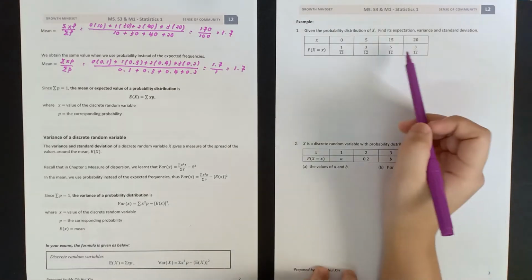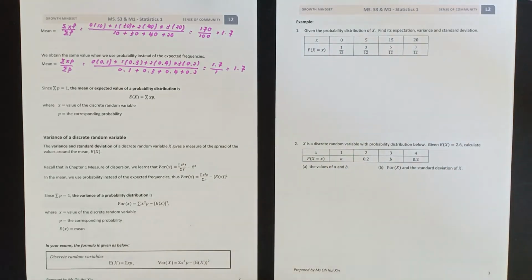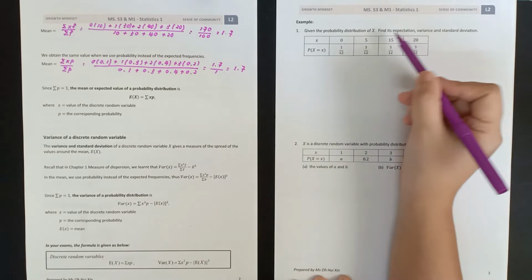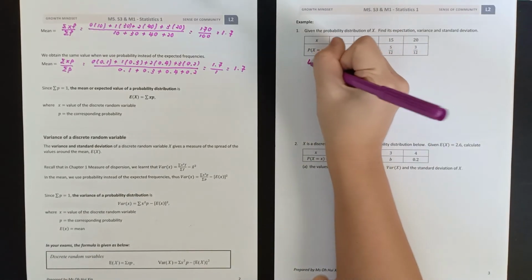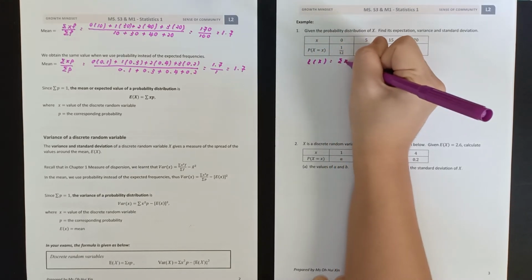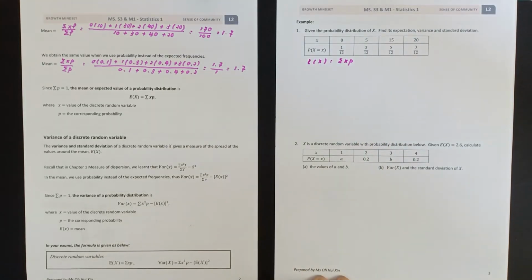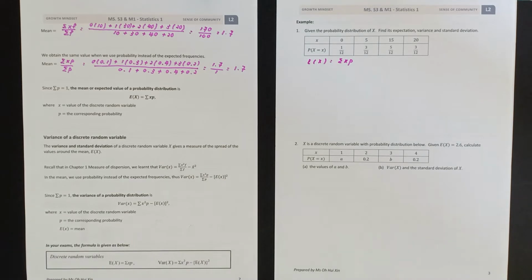Given the probability distribution of X as in the table here, find the expectation, the variance, and the standard deviation. Basically I want to show you guys how to use the formula for number 1. It's a pretty easy question. So how to find the expectation? Let's go back to the formula. Expectation of X equals the sum of every X times the corresponding P. You have the table already, so now we can substitute the numbers that we have here.